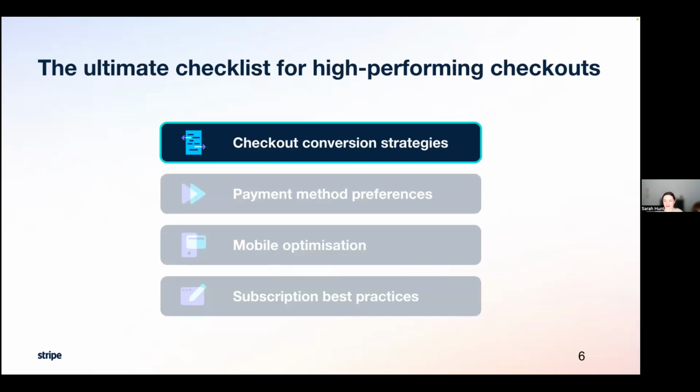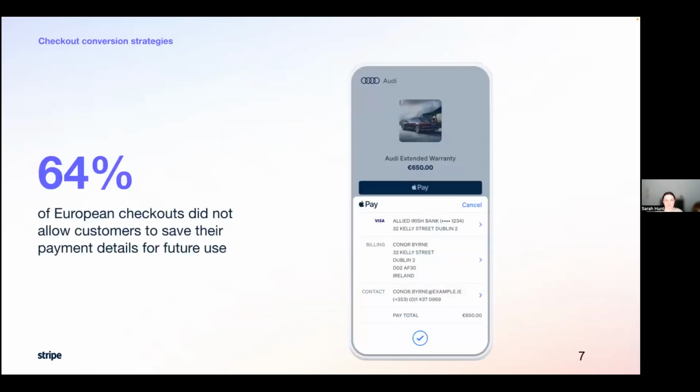So, focusing in on checkout conversion strategies. 64% of European checkouts did not allow customers to save their payment details for future use. So this is kind of, I suppose, what you might call low-hanging fruit, especially if you sell the type of product or service or experience people will come for again and again.